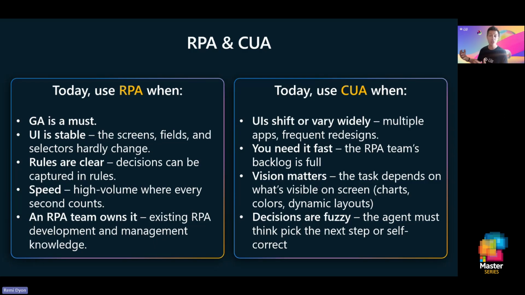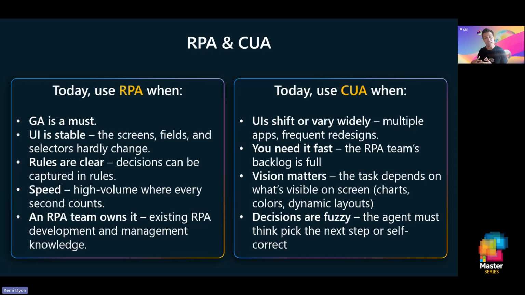However, CUA is great when you don't control the UI that you're accessing. Maybe it's a public website and you don't control the changes on that. Or you want to go fast and the RPA team backlog is completely full. You need to have a quick RPA to unblock your project and have some automation that anybody can write. It's very easy to write a prompt. It's much more difficult to write a complex automation in Power Automate Desktop.